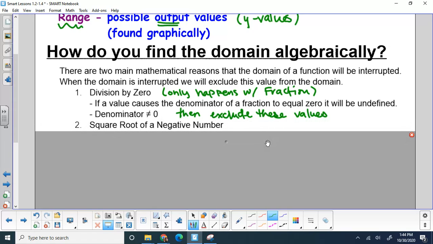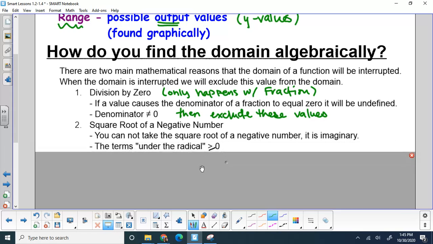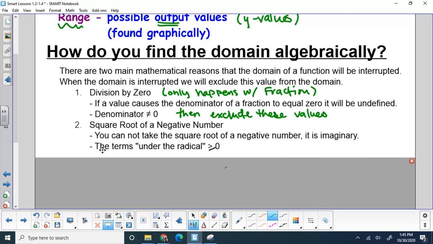The second situation that we encounter is if we take the square root of a negative number. As you know, the square root of a negative number is an imaginary number, and we can't see that on a graph, so it doesn't exist. To algebraically show this, we would want to make sure that the terms under the radical are greater than or equal to 0. You can take the square root of 0. It equals 0. The reason we want to make sure this happens is because, again, you can't take the square root of a negative number.